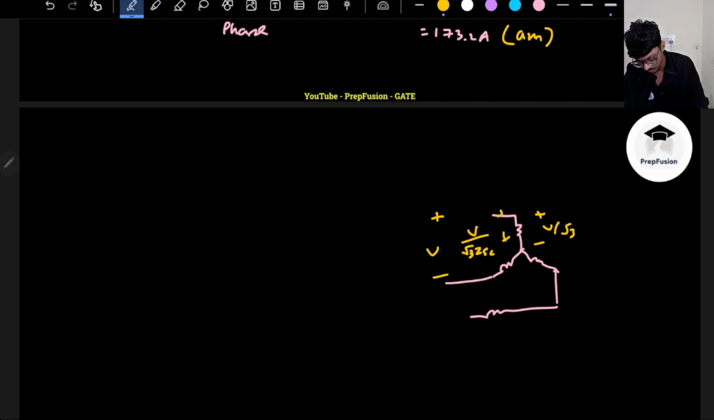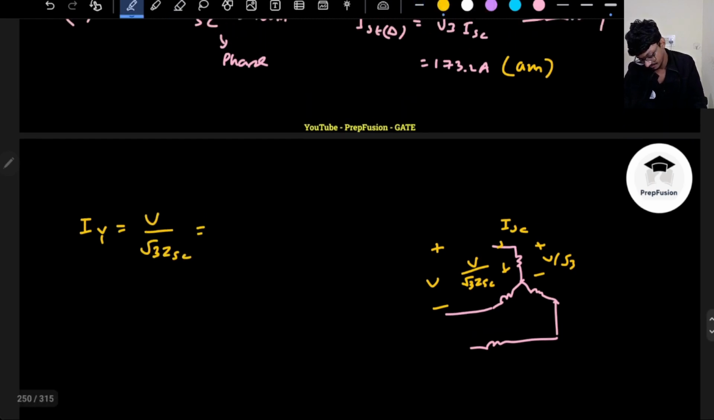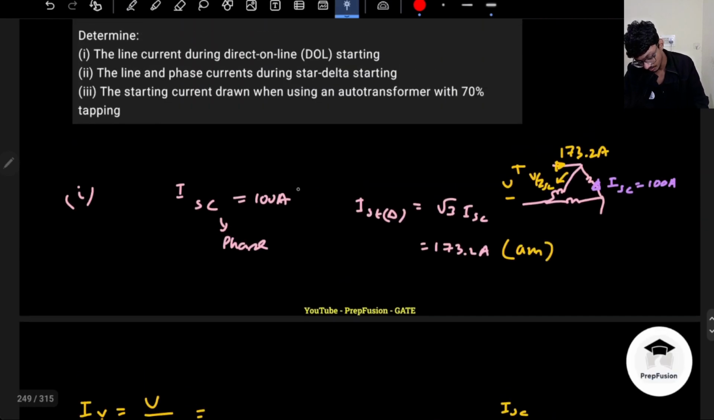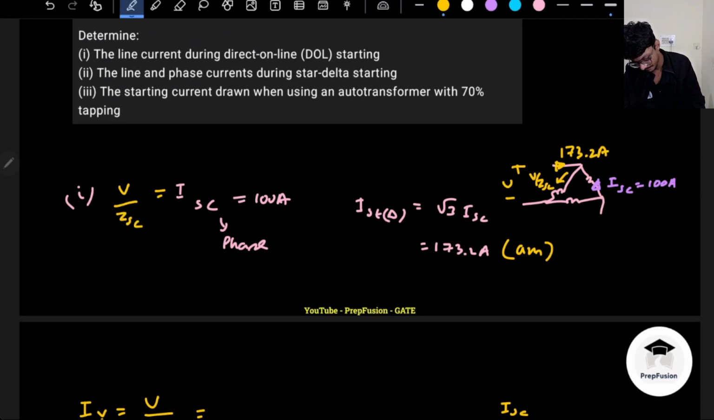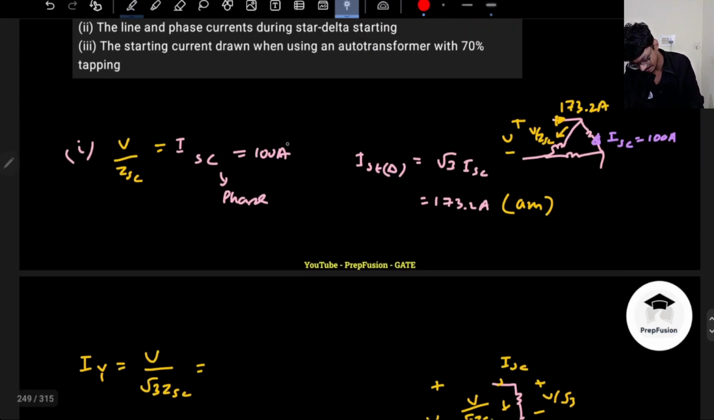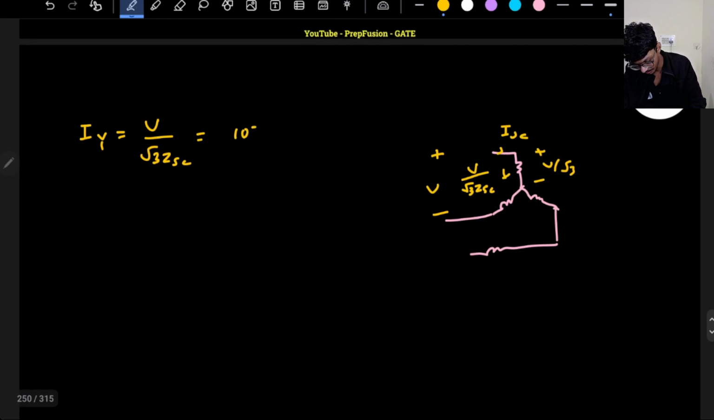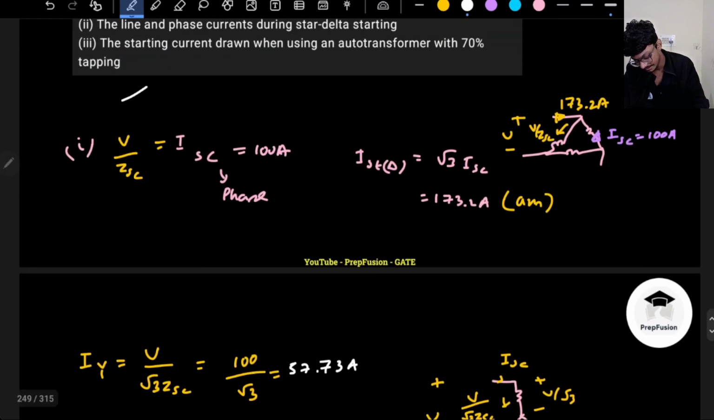So the coil current, right? Line and coil current both are same only. So in star, what is the current? It will be V upon root 3 into ZSC. So previously, what was V upon ZSC? We had already calculated, this is ISC, right? This was the current, that is equals to V upon ZSC. So now V upon ZSC I already know is 100. So here it will be 100 upon root 3. So this becomes 100 upon root 3, that is 57.73 amperes.